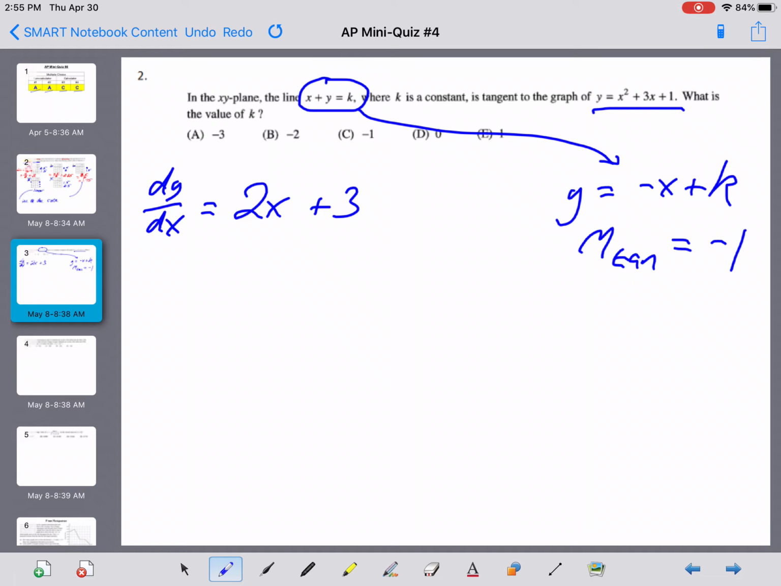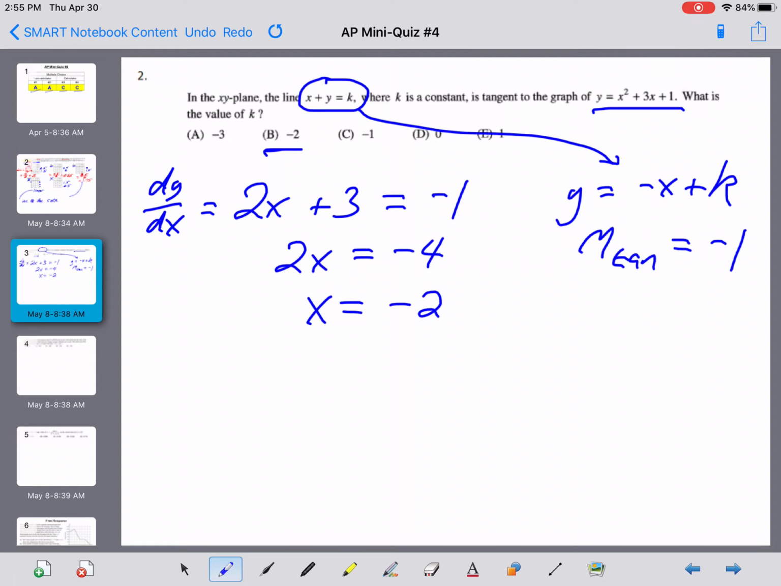So we know that this derivative here, evaluated at this particular point, has to have a value of negative 1. That should tell us then what the x value is at the point of tangency. Subtracting the 3, we're going to get a 2x is equal to a negative 4, and then from there we'll divide by 2 and get x equals negative 2. Now it doesn't surprise me, guys, that negative 2 is one of the 5 choices for this problem here, but that is not the question that they were asking.